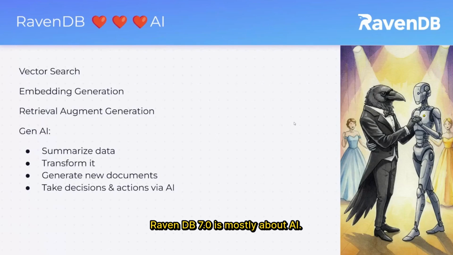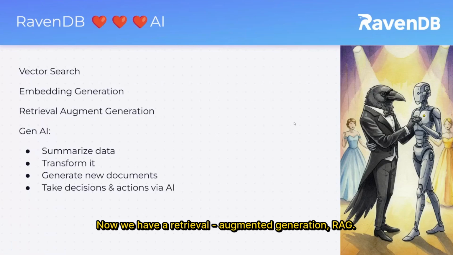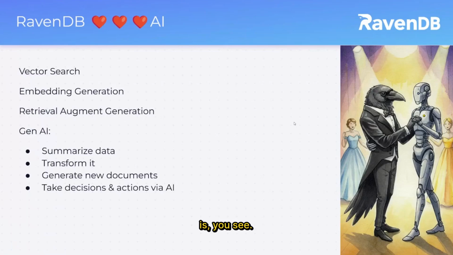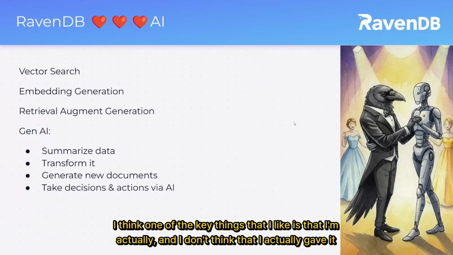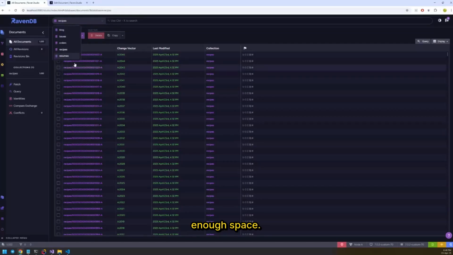Okay, and to complete, RavenDB is mostly about AI. We started with vector search, embedding generation. Now we have retrieval augmented generation, RAG, as you see, and then we have GenAI with all of the options that you have for that. I think one of the key things that I like is that, and I don't think that I actually gave it enough space.